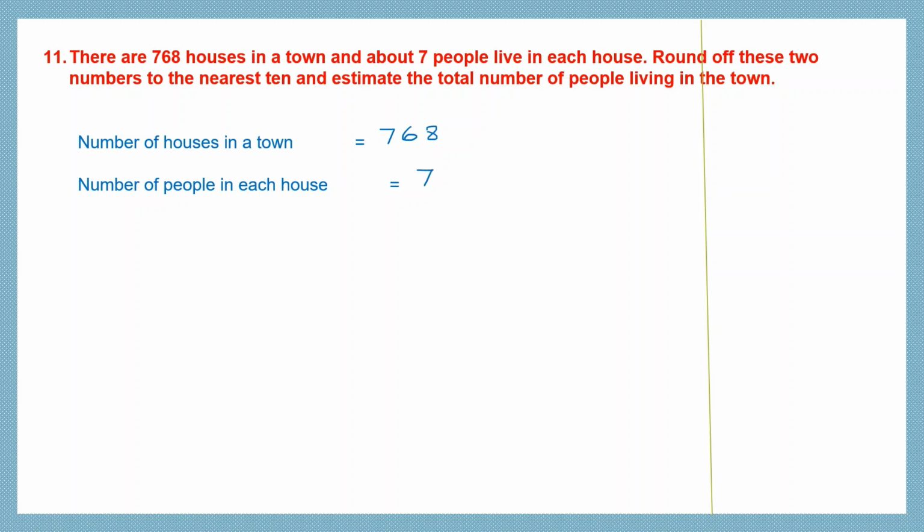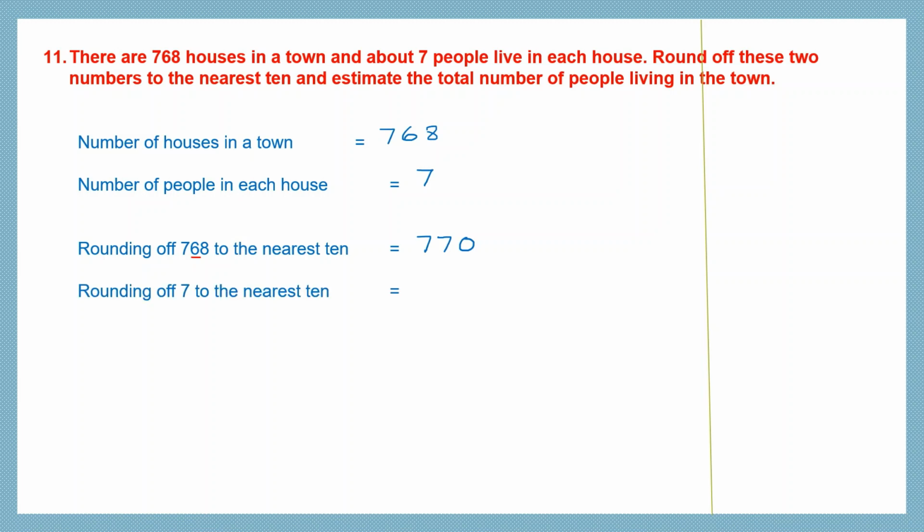Now we have to round off these two numbers. So rounding off 768 to the nearest 10. In the tens place we have 6. To its right we have a digit that's more than 5. So 6 will change to 7. So we already have a 7. 6 will change to 7 and a 0. So now that's 770.